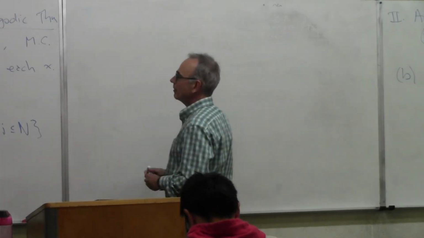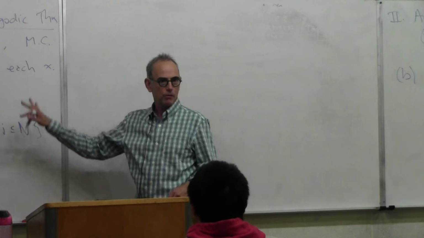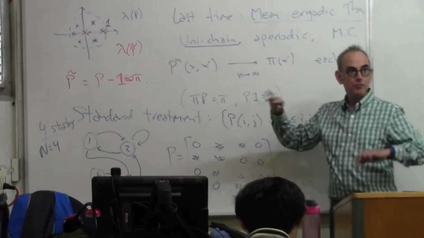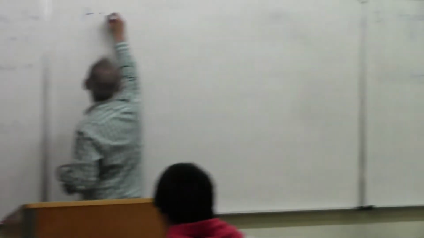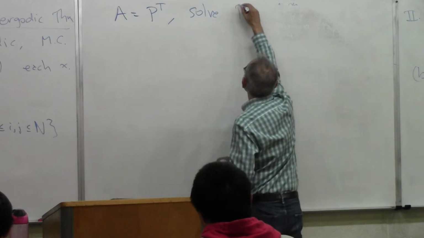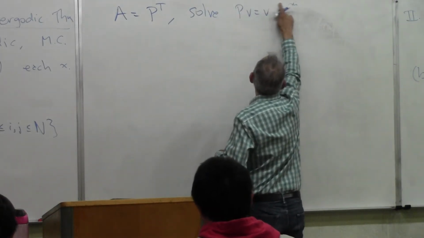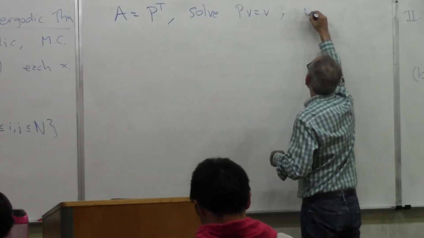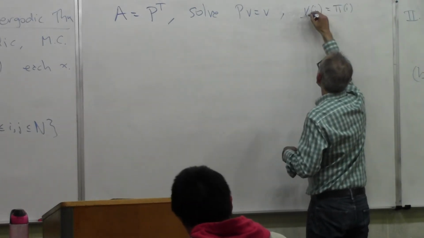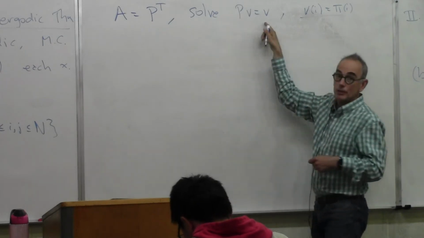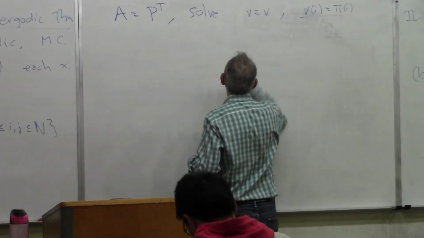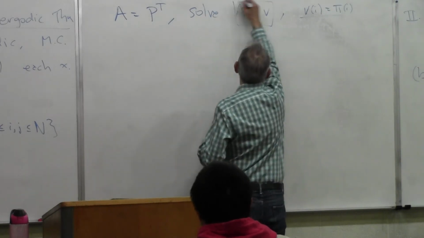In this matrix setting, I'm thinking of pi as a row vector here, and you could flip things around. I could say A equals P transpose, and I want to solve PV equals V, where V of i is just equal to pi of i. Now V is a column vector here, not P, but A. So that makes it more concrete.